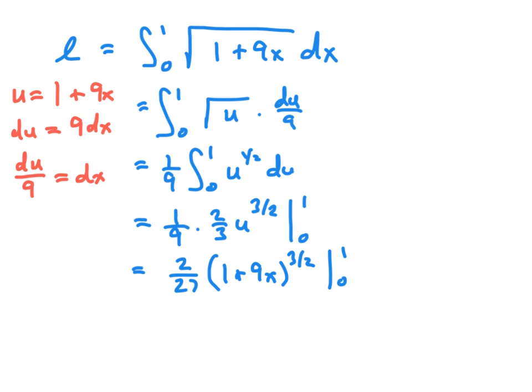And now we're set to evaluate at 0 and 1 since we've returned to our variable x. When we substitute in 1 to this expression, we get 2/27 times 10 to the 3 halves power. And there's really no nice way to simplify that. And when we substitute in 0 for x, we do need to be careful because we do have this plus 1 here. We get 1 plus 0 to the 3 halves, and that is going to be 1. And so our arc length, the length of our curve from 0 to 1, will be 2/27 times the quantity 10 to the 3 halves minus 1.